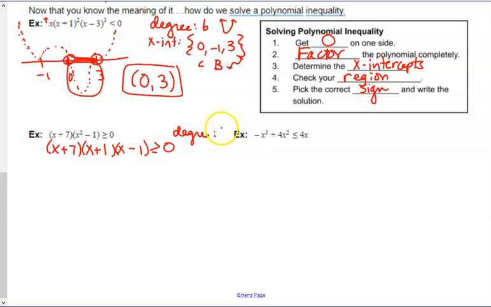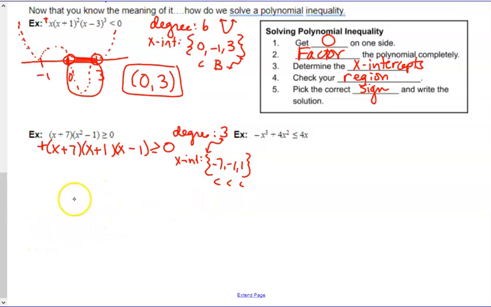So 1, 2, 3. The highest degree is 3. A is positive out front, so therefore, I'm going to do something like that. Let's find our x-intercepts. The x-intercepts happen at -7, -1, and +1. -7, -1, and +1. Now, what happens at each one of those? Well, with powers of 1, 1, and 1, we cut, cut, cut.